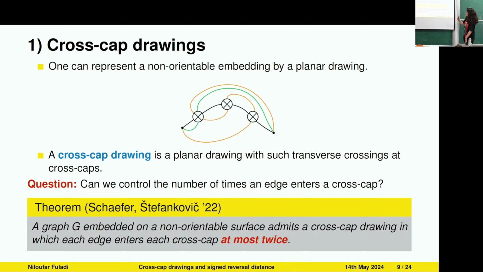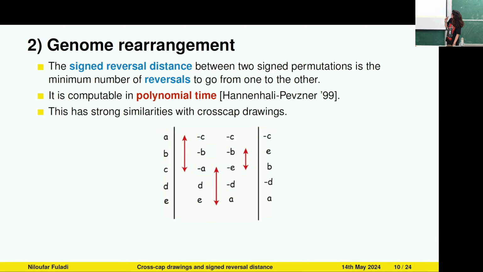Okay. So I'm going to move to the second tool, which is genome rearrangement. The evolution problem that I explained at the very beginning can be turned into a computational problem. It's called sign reversal distance, where you consider two signed permutations, where a signed permutation is a permutation in which the elements can be negative or positive. Then you want to compute the minimum number of reversals to go from one to the other. For example, here, go from A, B, C, D, E to this one.